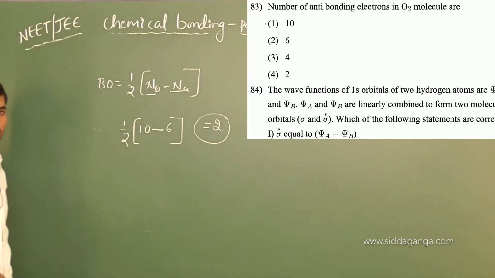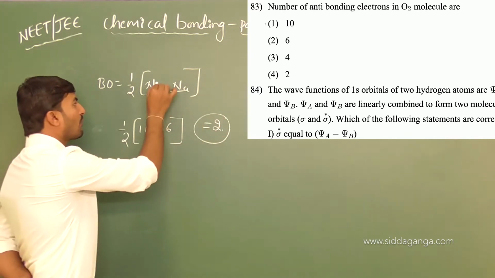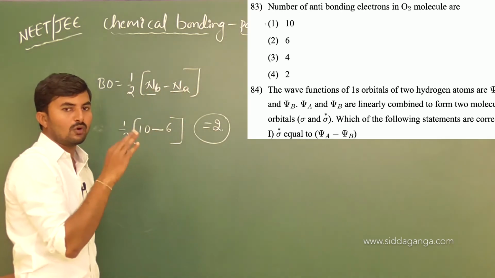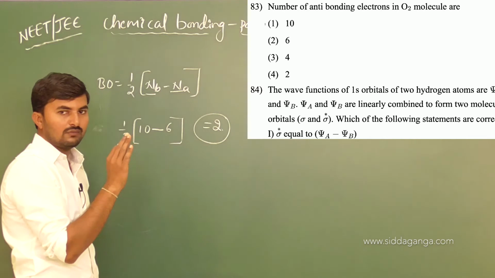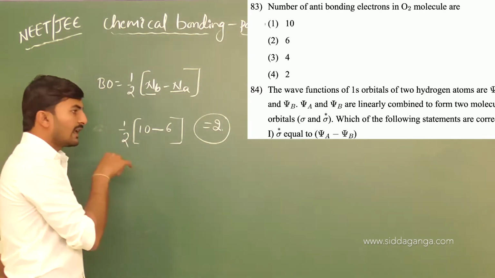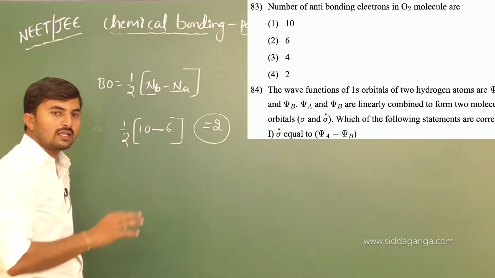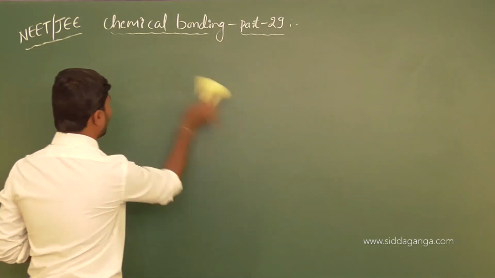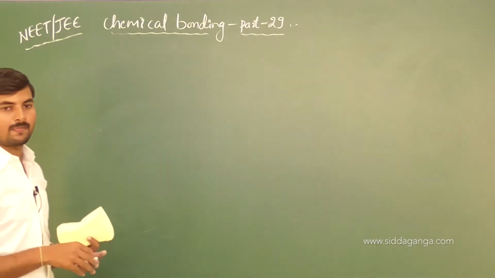Here in this way also we can calculate the number of bonding electrons and the number of anti-bonding electrons. In both ways we can calculate it. Okay, which is the correct option here? Option 2, that is, 6 electrons are there as anti-bonding electrons. The second option will be the correct option. So, the next one.